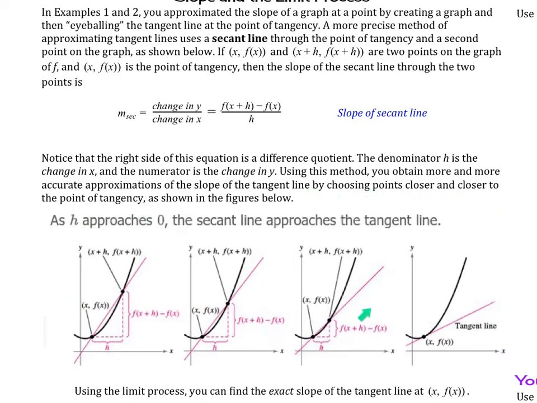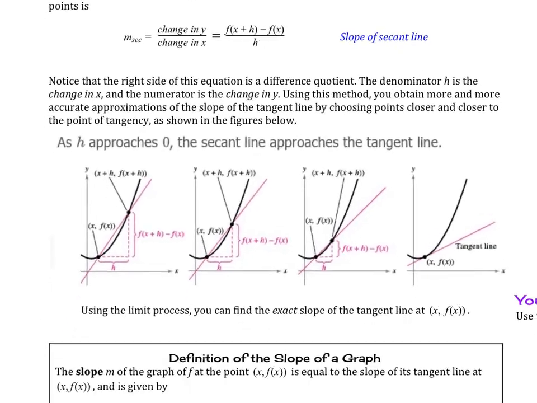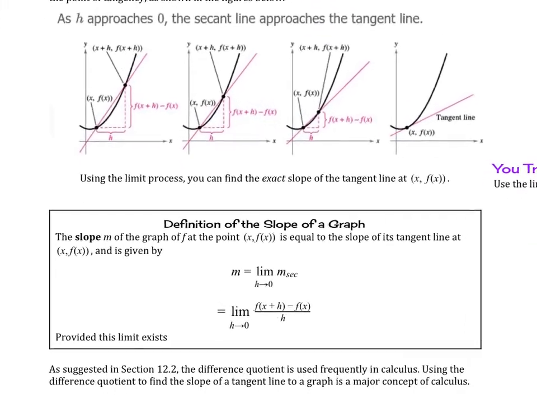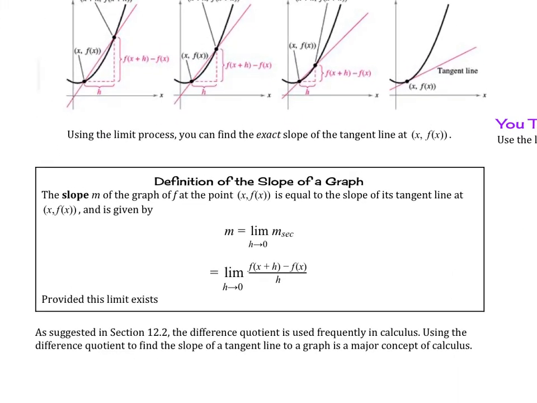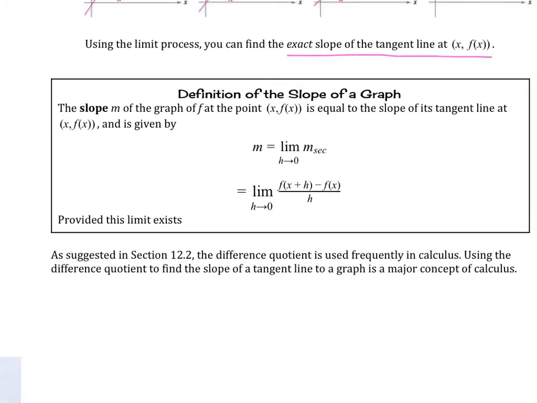So look at these graphs below. You can kind of see that. They pick 2 points here, secant line, then closer and closer, and then it gets so close that it is now the tangent line. So that is what it's talking about here, the limit process. Using the limit process, you can find the exact slope of the tangent line of f of x. So that's what we're going to practice on next.